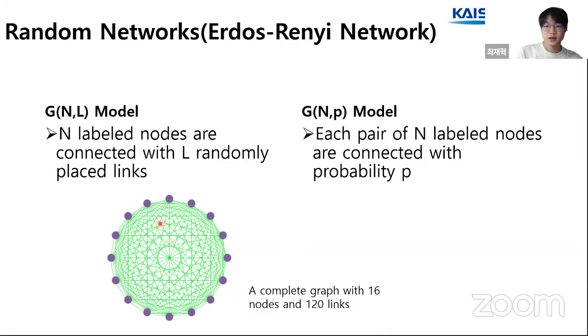The image over here on the bottom represents a complete graph with 16 nodes and 120 links. In the case of the NL model, we choose L random links out of the 120 total links, and therefore a random network is constructed. In the case of the NP model, using the 120 links, each link has a probability P. Then we generate a random number, and if it's under P, you let that link live while the other links are removed.